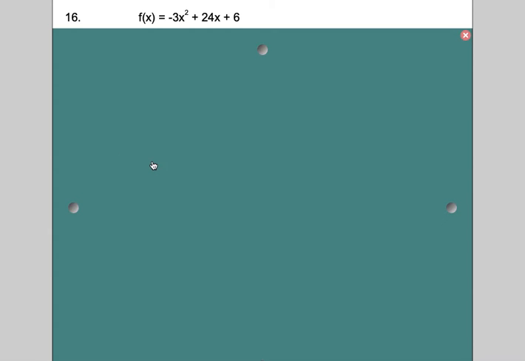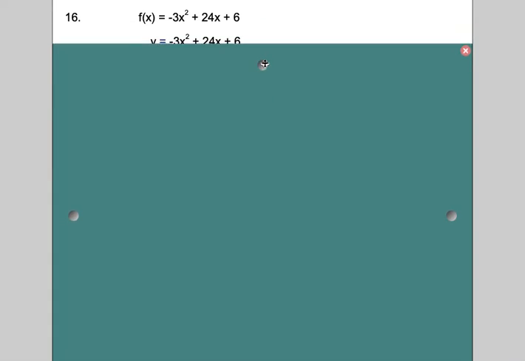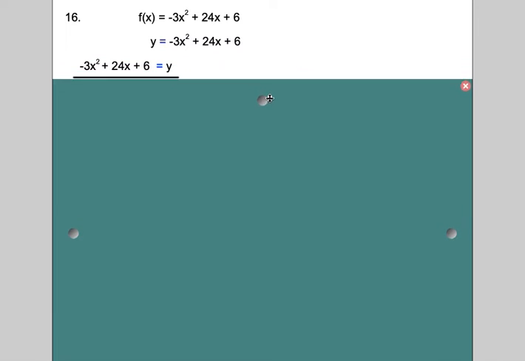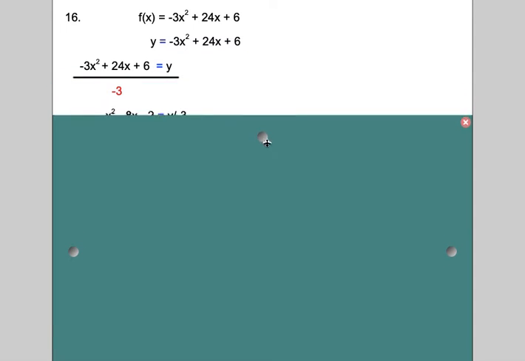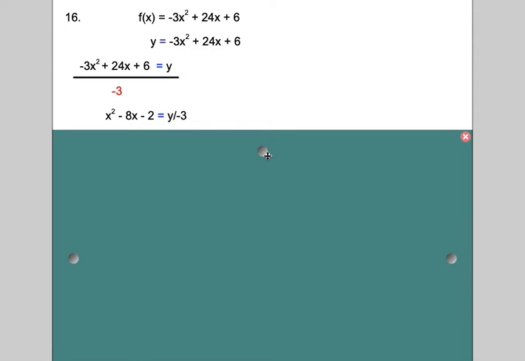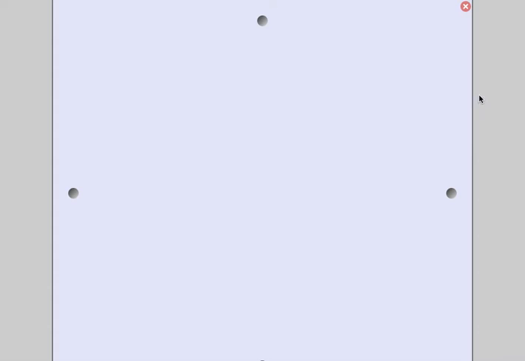Okay, let's try one more that creates a different scenario for us. So I have f of x equals negative 3x squared plus 24x plus 6. Change it to y equals. I flip it using my symmetric property. This time, since there's a negative in front and a 3, we divide by negative 3. Even if it was just a negative, we would divide by it. So negative 3. I get x squared minus 8x minus 2 equals y divided by negative 3. Remember, that's the same thing as saying y divided by negative 3. You could put the negative in front or in the denominator. I'm just going to leave it in the denominator because later on we're going to deal with it.